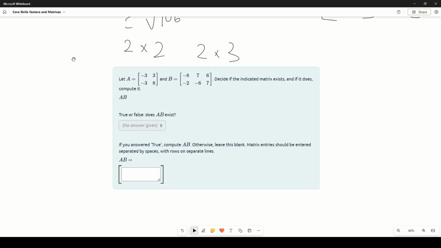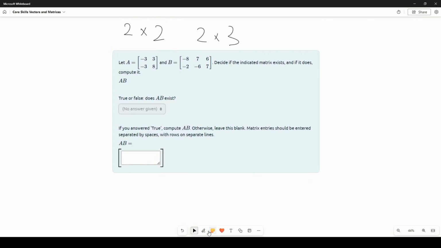And here's a little trick we can use. If the two numbers in the middle here are the same, then we know that you can multiply these two matrices. And the reasoning for that will become clear once we actually do the method. And we can also figure out that the dimensions of the matrix we're going to get are the other numbers. So it's going to give us a 2 by 3 matrix.